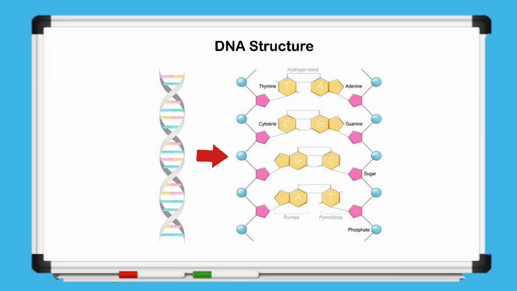First, think of the ladder structure. The sides of the ladder, also called the backbone, are made of repeating sugar and phosphate units. The steps of the ladder are formed by pairs of bases joined together by bonds. In these pairs, adenine always joins with thymine, and guanine always joins with cytosine.